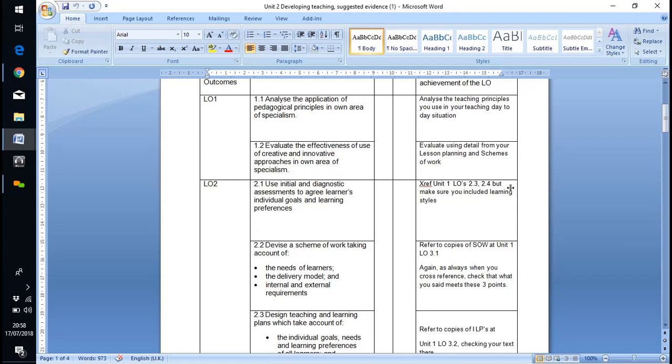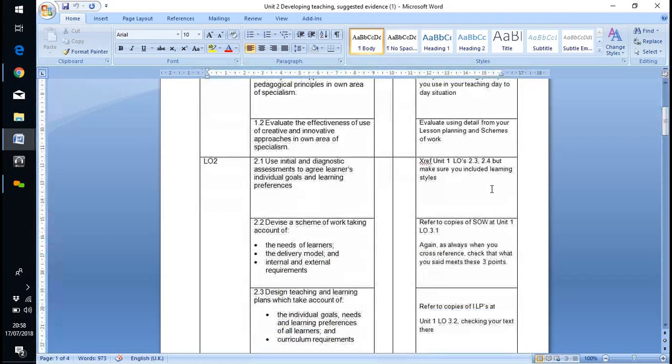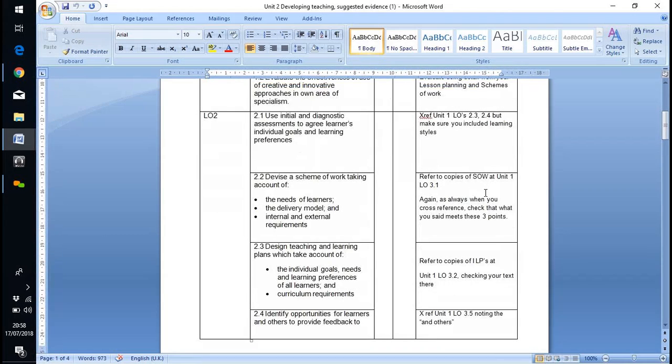But always refer back to what you've written on Unit 1, because there are a lot of cross-references on Unit 2. The nuance of the English language means they can change it very slightly by just adding a word here or there. So what I always do, I put there, refer to copies of scheduled work at Unit 1 and LO 3.1. Again, always when you cross-reference, check what you said meets these three points here. They may not have been there in so many words in Unit 1. The needs of learners, I know that straight away, so do you.